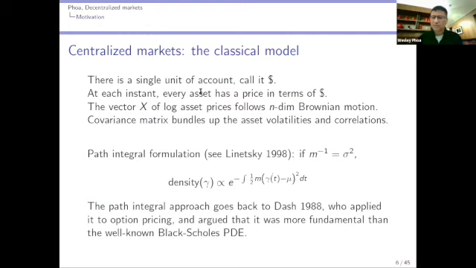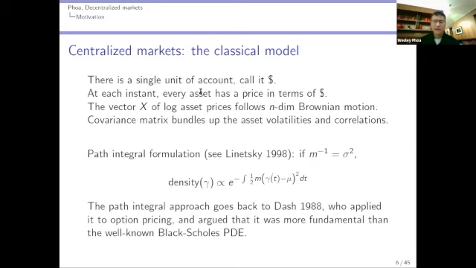And in finance, there's a very standard undergraduate way to model centralized markets, which I'll call the classical model, though no one really calls it that because it's taken for granted. There's a single unit of account, dollars, let's say, and at each instant, every asset has a price in terms of dollars, and that price vector follows some form of n-dimensional Brownian motion, or sometimes people generalize that, but that's the basic idea. And the different assets have different volatilities, different correlations, and those characteristics are all bundled up in a covariance matrix.